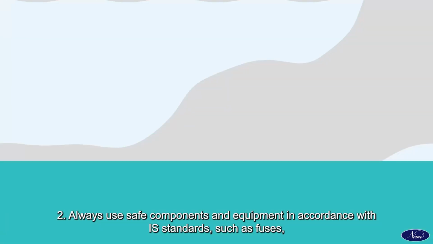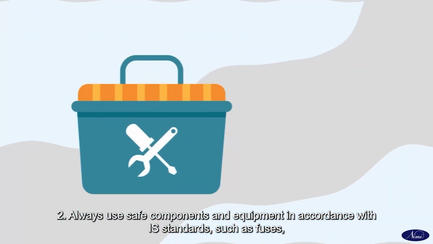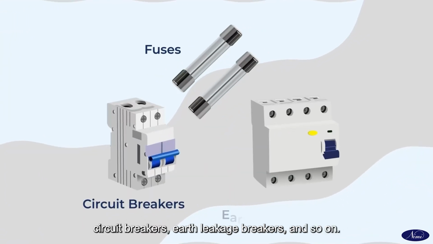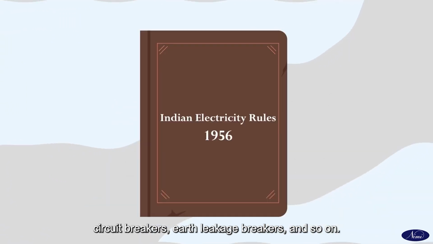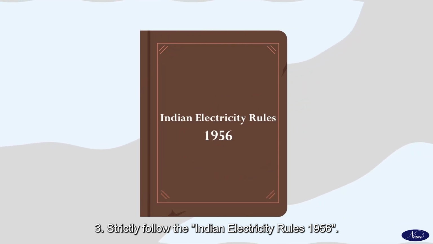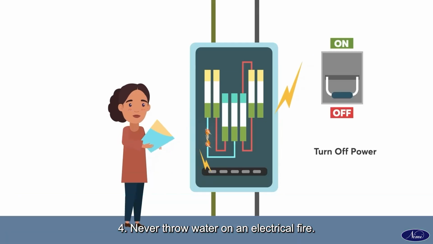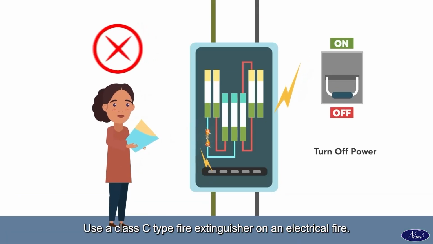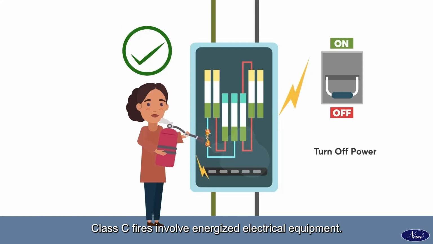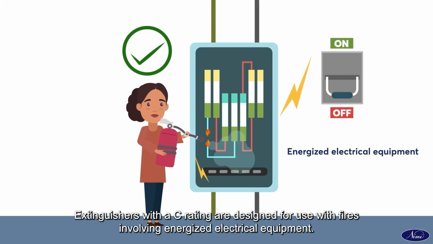2. Always use safe components and equipment in accordance with IS standards such as fuses, circuit breakers, earth leakage breakers, and so on. 3. Strictly follow the Indian Electricity Rules 1956. 4. Never throw water on an electrical fire. Use a Class C type fire extinguisher on an electrical fire. Class C fires involve energized electrical equipment. Extinguishers with a C rating are designed for use with fires involving energized electrical equipment.